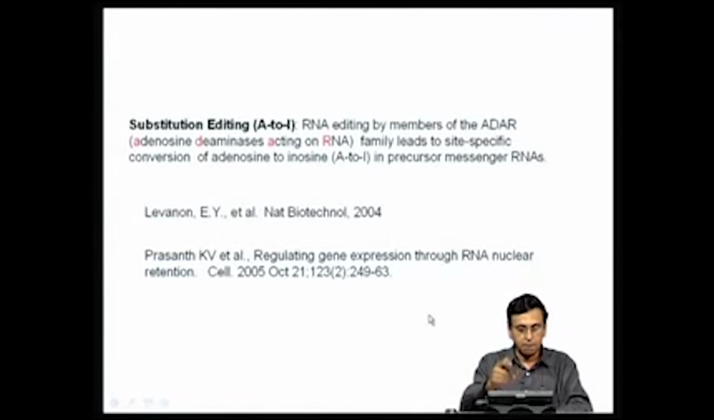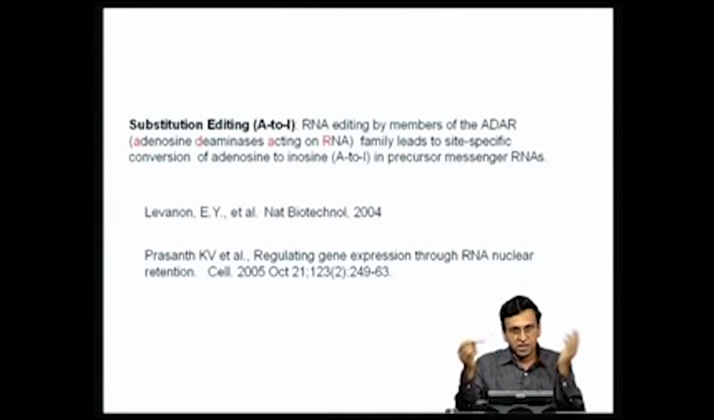Substitution editing example, as I told you, the most common is what is called adenosine to inosine modification. RNA editing by members of ADAR, which means adenosine deaminases acting on RNA. This family of enzymes convert adenosine into inosine in some of the precursor messenger RNAs. So these are actually known as inosine containing messenger RNAs.